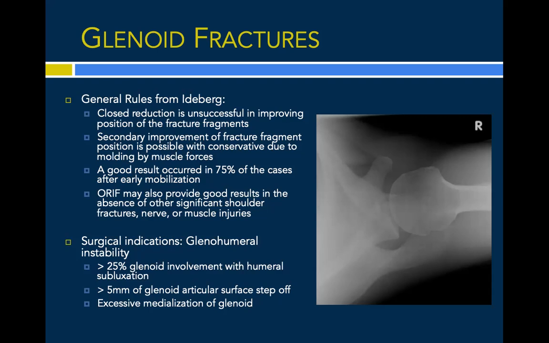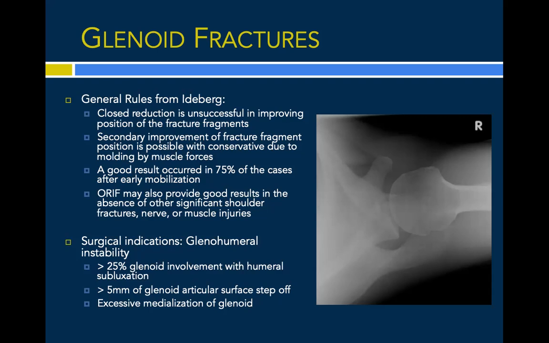So when it comes to the glenoid, movement of the humeral head in the glenoid is really important for articular remodeling. Surgically we try and get the glenoid as perfectly aligned as possible, but it's not always possible to make it perfect. And so early mobilization of the shoulder actually allows the articular surface to remodel as it heals. And ORIF may also provide good results in the absence of other significant shoulder fractures, nerve, or muscle injuries. So simple fracture without other stuff, they do well surgically.